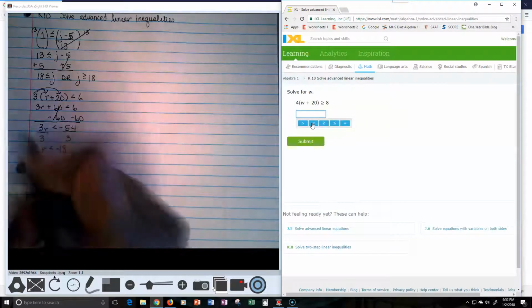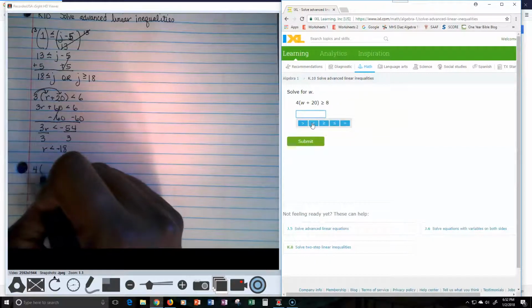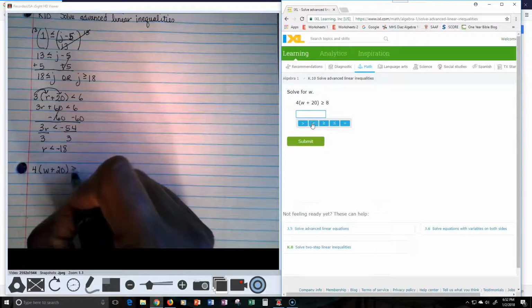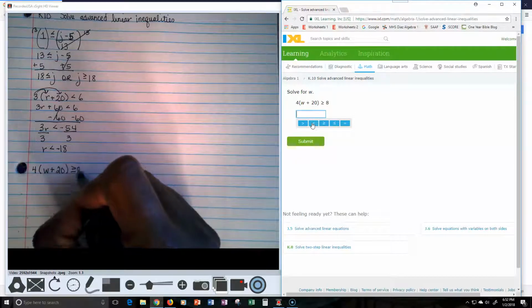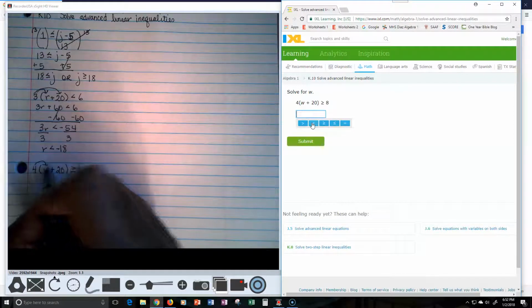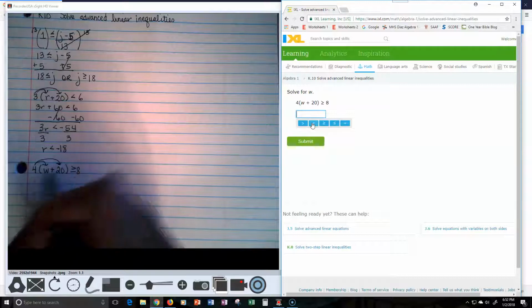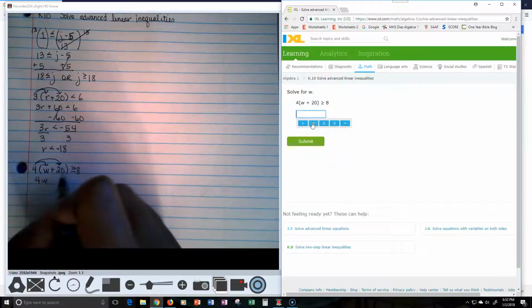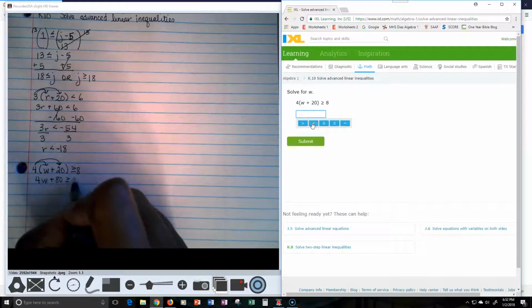Alright, and we're going to do it again. So we've got 4 multiplied by the quantity of W plus 20, excuse me. And that's greater than or equal to 8. So I'm going to distribute the 4 to the W and 4 to the 20. 4 times W is 4W. 4 times 20 is 80. Greater than or equal to 8.